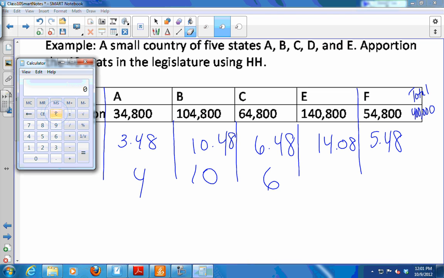Okay, so for 14.08, I take the geometric mean of 14 and 15, square root. So I get 14.49. Is my number above or below 14.49? 14.08, bigger or smaller than 14.49? Smaller, so I round down.